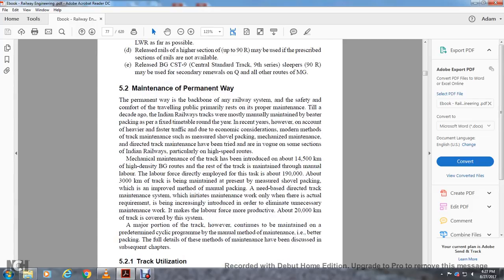5.2. Maintenance of the permanent way. The permanent way is the backbone of the railroad, ensuring safety and comfort to the traveling public. The primary testing of proper maintenance facility: a decade ago, Indian Railway tracks were maintained by packing at fixed intervals, around once a year.